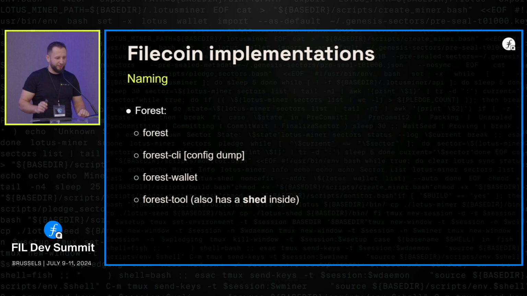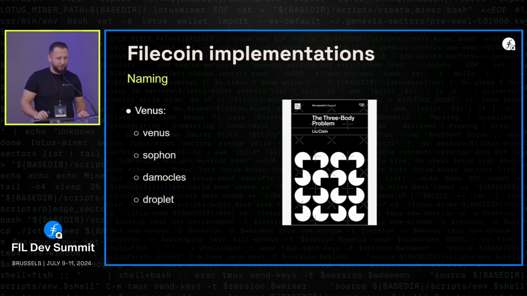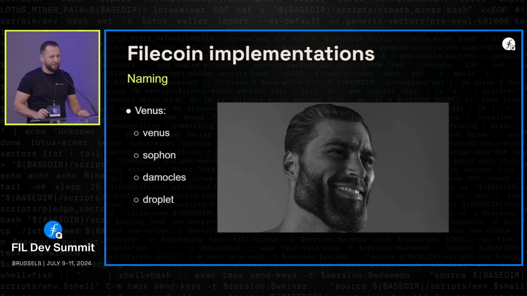It's more interesting. Forest. Forest is just boring. It's like reading Java Enterprise class names. I mean, just boring. And then we have Venus. And Venus uses names from Liu Cixin's The Three-Body Problem, an excellent science fiction book. I highly recommend it. Sophon, Damocles, Droplet. Come on. We know who is the winner in this contest.